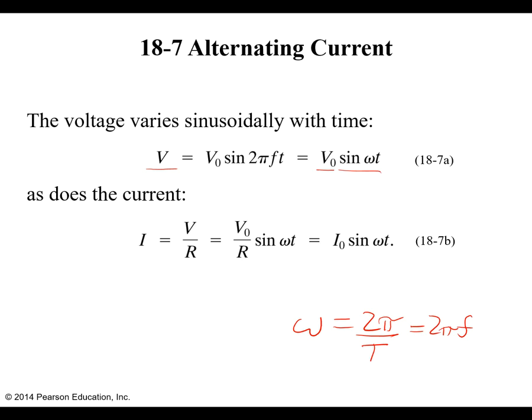So that's the voltage, but remember that current is just voltage divided by resistance. So our current also follows the exact same pattern. Your current at any point in time is going to equal some peak current times the sine of omega t.